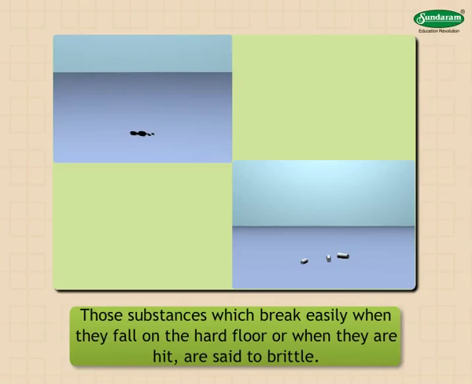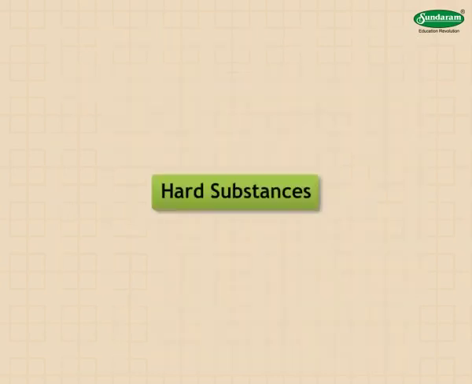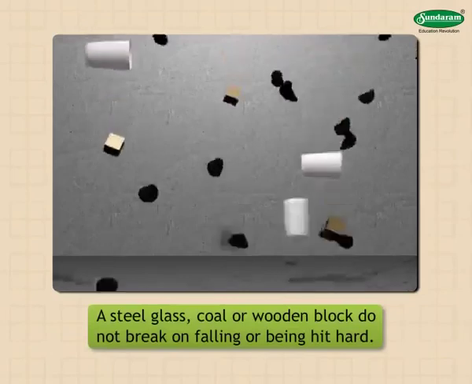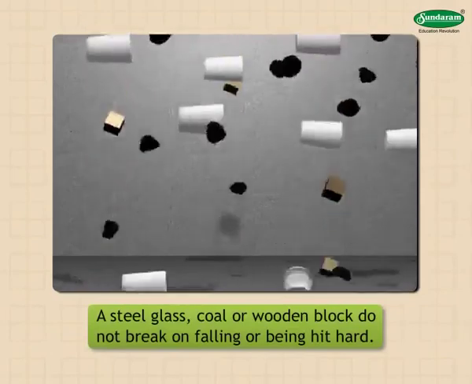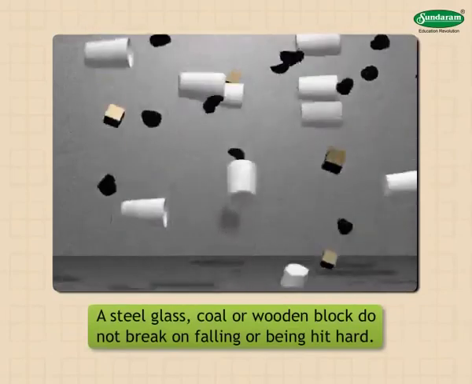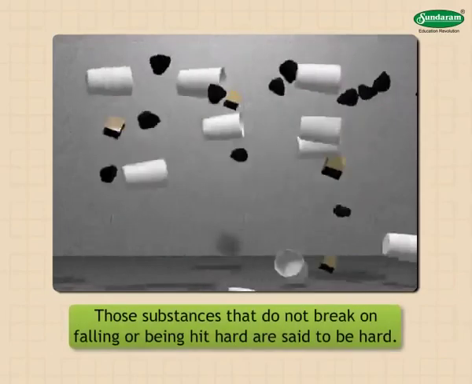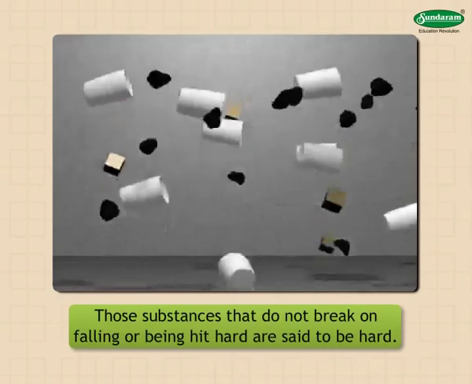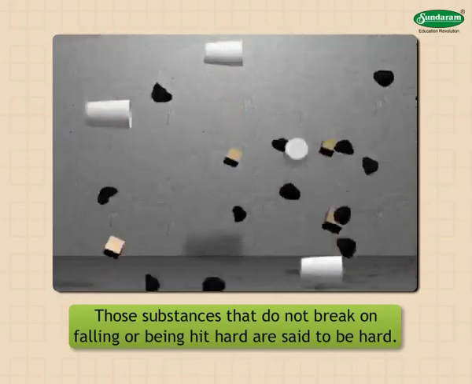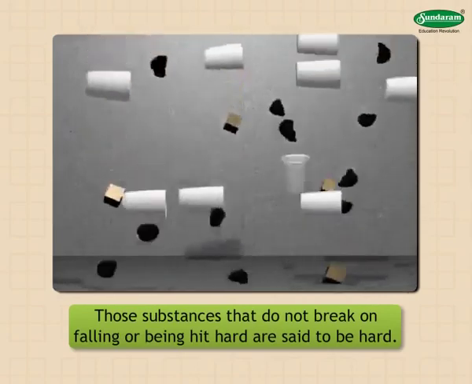Hard substances. A steel glass, coal, or wooden block do not break on falling or being hit hard. Those substances that do not break on falling or being hit hard are said to be hard.